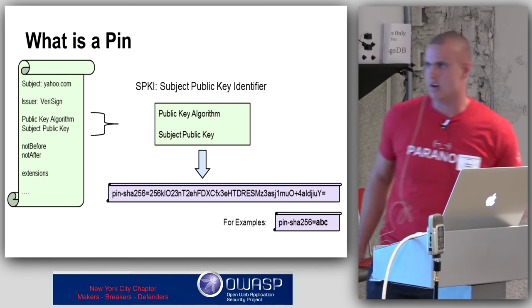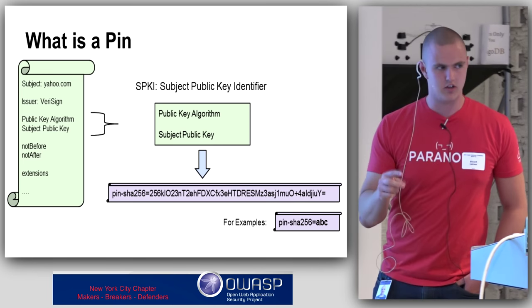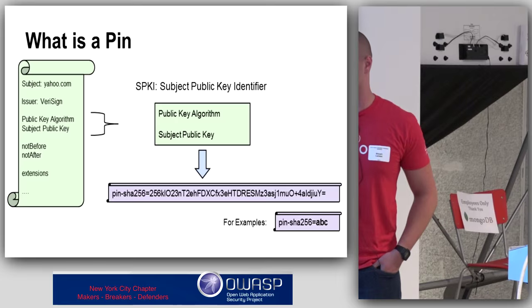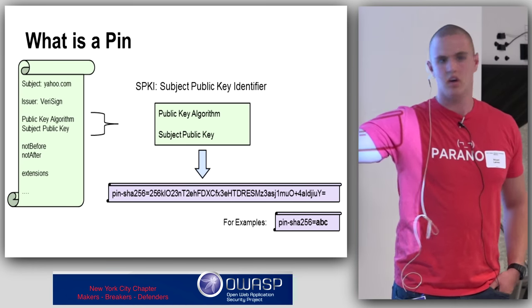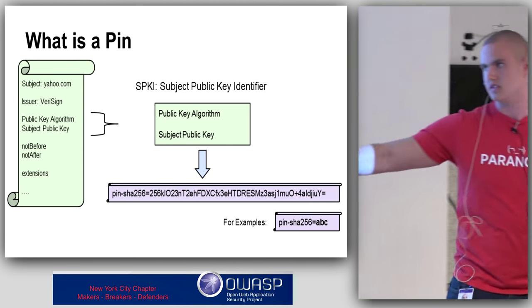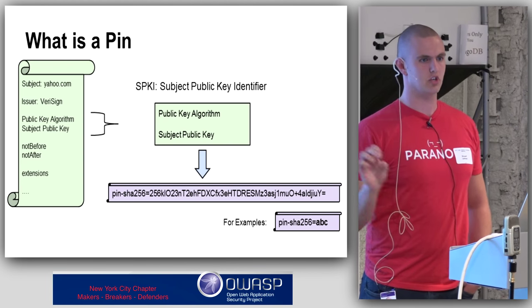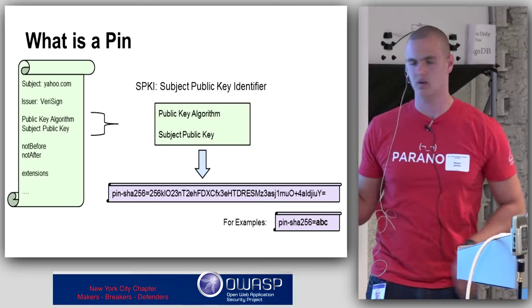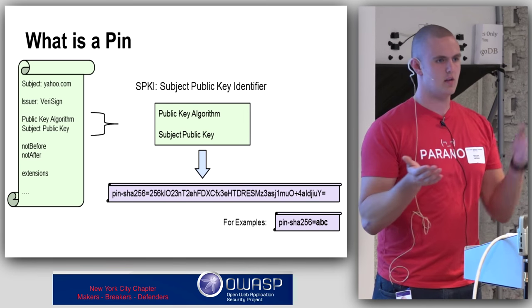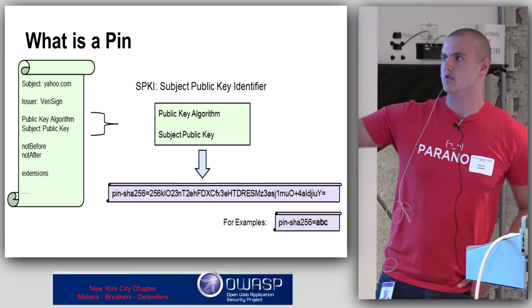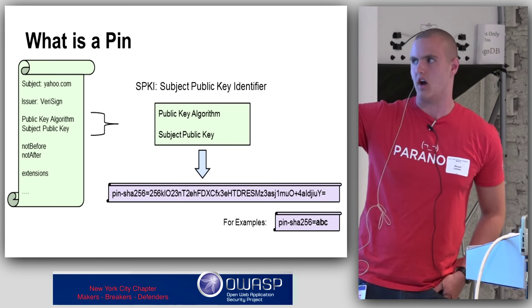So what is a pin? In that preview example, I had two different pins. They looked like this in the header. The pin comes from the certificate. All the way on the left is an example certificate. Certificates have things like your subject, the subject name, what the certificate is actually bound to. A certificate binds a public key with an identity, and the identity for this is the subject, which is yahoo.com.